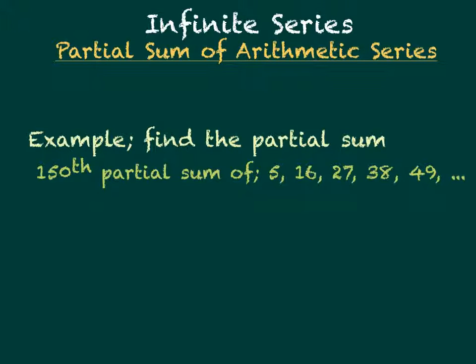Infinite series. The partial sum of an arithmetic series uses the same formula that we used before, and that would be S sub n equals n over 2 times a sub 1 plus a sub n. So that's the formula we're going to use to find the nth sum of an arithmetic series.